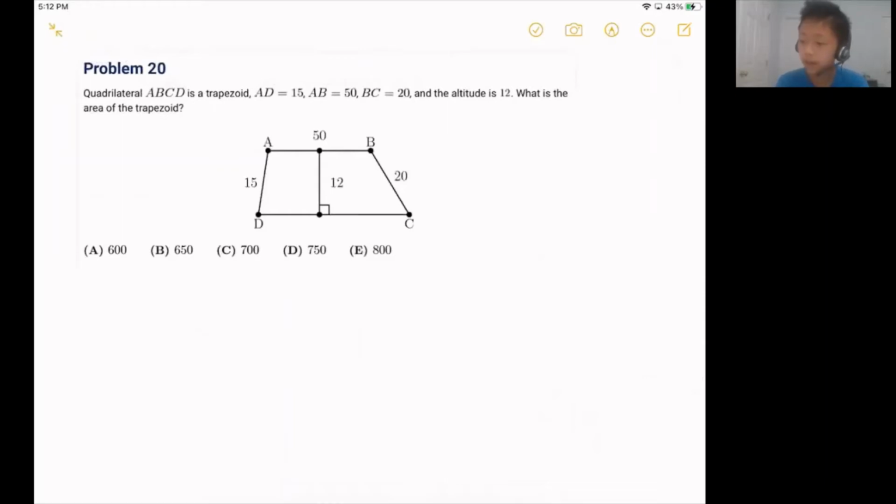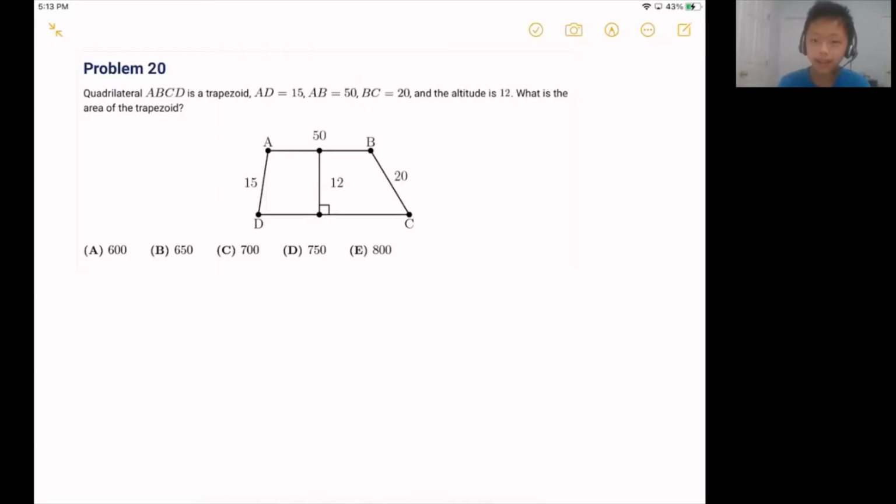So in this question, we're given a quadrilateral ABCD, and we're told it's a trapezoid. And we're given some side lengths. We're given AD is 15, AB is 50, BC is 20, and the altitude is 12. We want to know what is the area of the trapezoid.